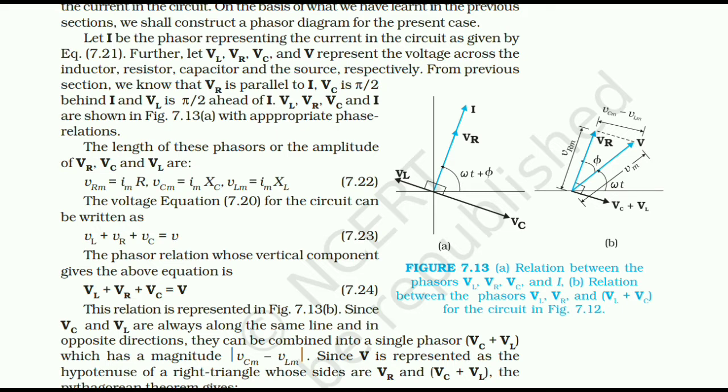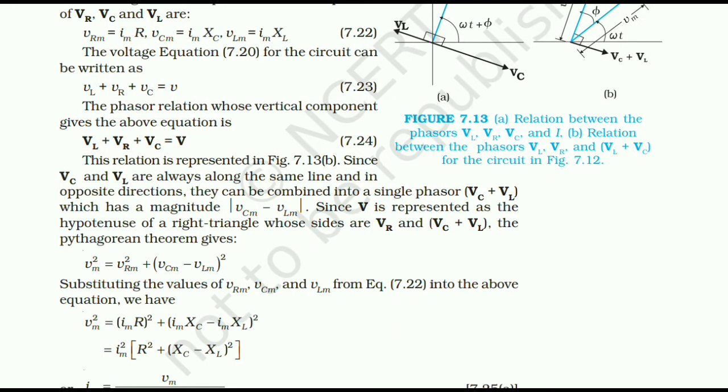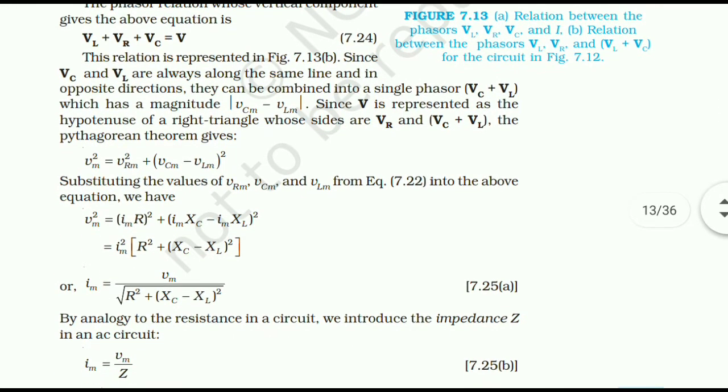The voltage equation for the circuit can be written as VL plus VR plus VC equals V. The phasor relation, whose vertical component gives the above equation, is VL plus VR plus VC equals V. This relation is represented in figure 7.13b. Since VC and VL are always along the same line and in opposite direction, they can be combined into a single phasor VC plus VL, which has the magnitude VCM minus VLM. Since V is represented as the hypotenuse of the right triangle whose sides are VR and VC plus VL, the Pythagorean theorem gives Vm squared is equal to VRM squared plus (VCM minus VLM) whole squared.